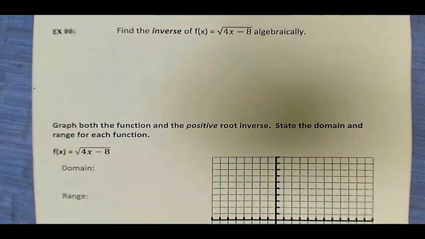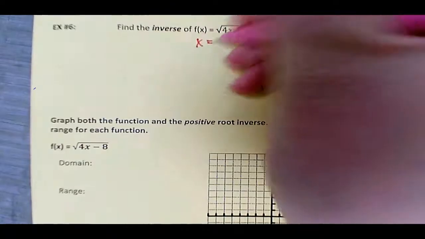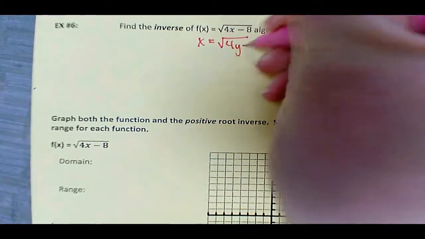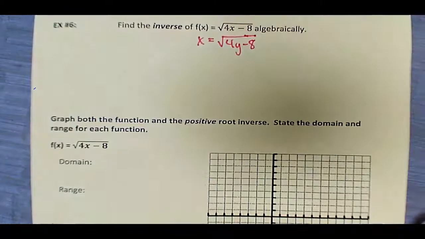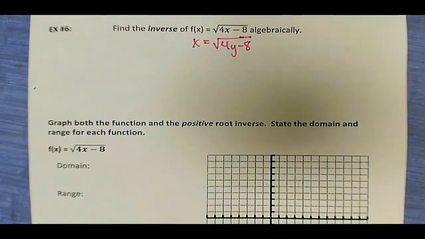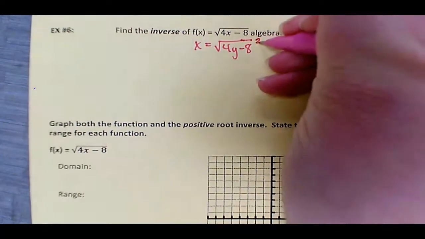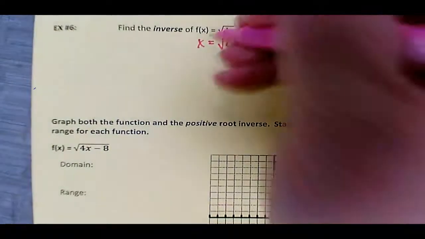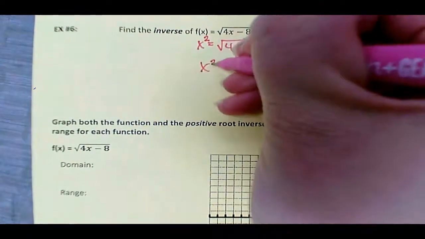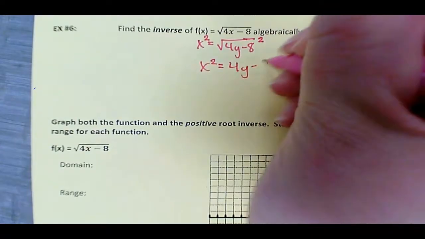So in example 6, find the inverse of f of x equals the square root of 4x minus 8 and do it algebraically. So what do we do with x and y? We switch them. How do we get the inverse? We solve for y. We can't get to y because it's under the radical, so how do you unsquare root something? You square it. What you do to one side, you do to the other. So x squared equals 4y minus 8.